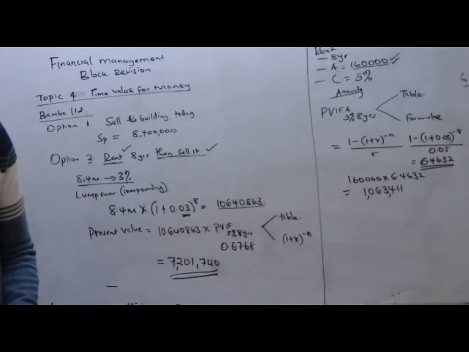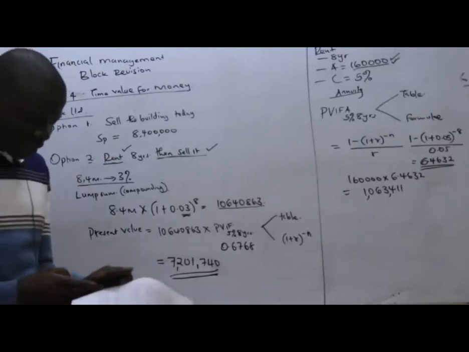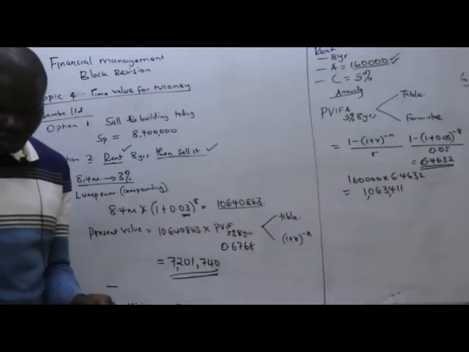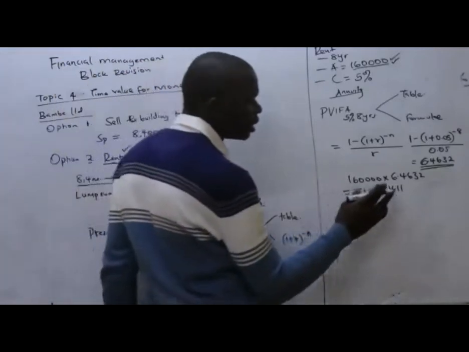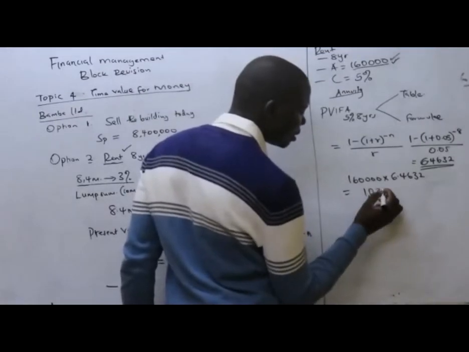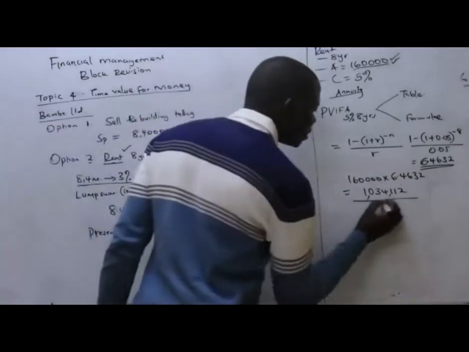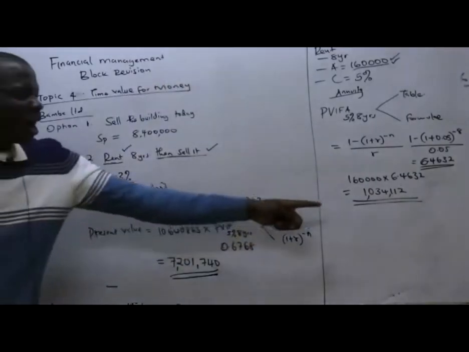This is 160,000 times... Oh, it's not 6.6463, but 6.4632. 1,034,112. So that is my answer. 1,034,112. So you see, we have these two concepts.